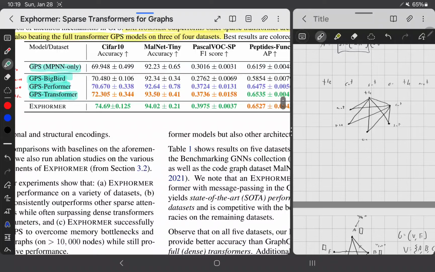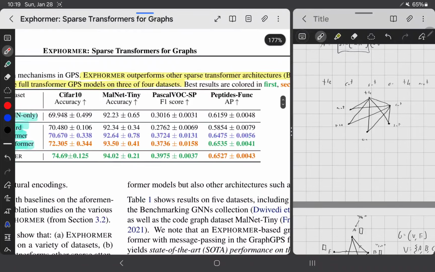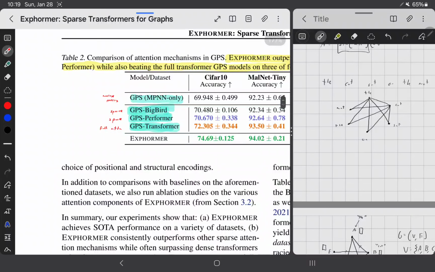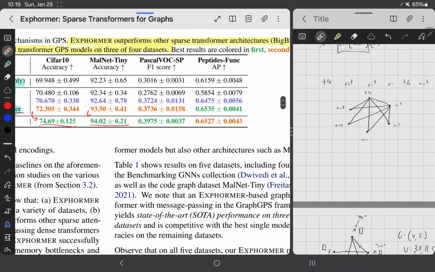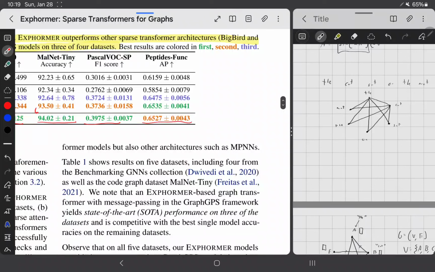So green is first place. I think orange is second, and blue is third. So it gets first place on this data set by a significant margin over the full transformer. It gets second place on this one, it gets first place on this one over the full transformer, first place on this one, and second place on this one. So it does really well, and the second place is very close to the first place one.